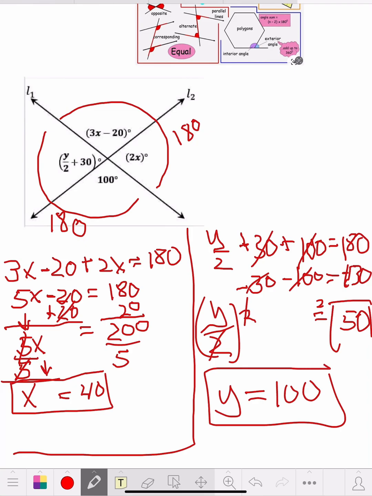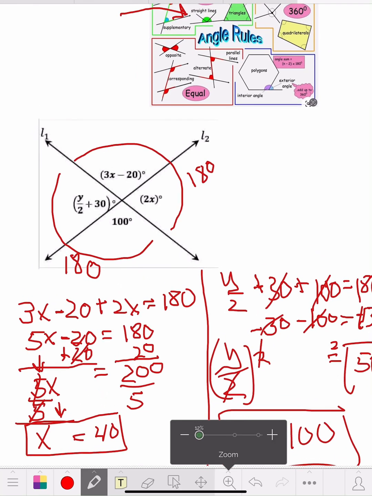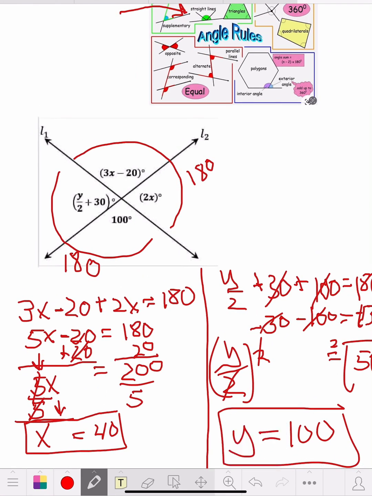See? So even when it looks complicated, you try to remember, hey, what rules did I learn? What angle rules we got? Straight line. And that was it. Okay, so we just learned one. We know it's 180 degrees on any side of that line, and we can solve it.